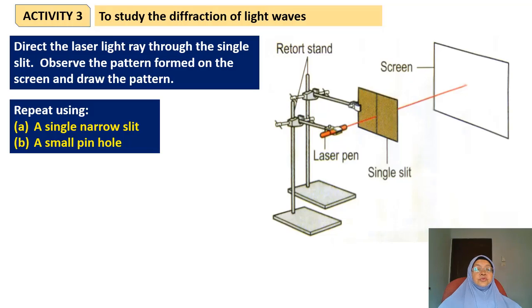Now we move on to the next activity to study the diffraction of light wave. Direct the laser light ray through the single slit. Observe the pattern formed on the screen and draw the pattern. Here we use a red laser pen. This is a single slit, and here is the screen. We can see the diffracted light wave on the screen. We are going to use first a single narrow slit, and then a small pinhole.